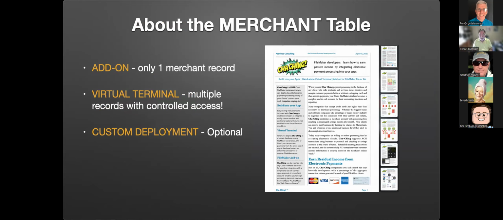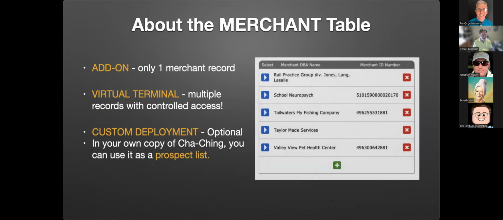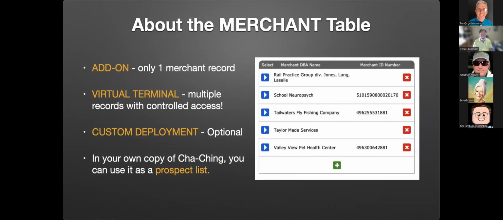The PDF document that you see on the right is like a user manual that you'll be able to download, and it has all the details in it on, I think, about 27 pages, illustrated as much as I possibly could. And what I'm doing, you can do also with Cha-Ching, is that you can use the merchant table as a list of prospects. So you're looking at an example of 5 prospects, 3 of whom have already been assigned merchant ID numbers. The others are still pending.